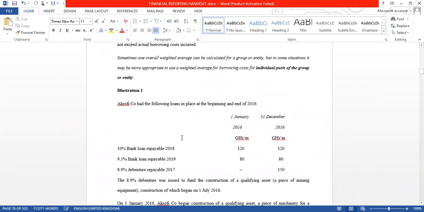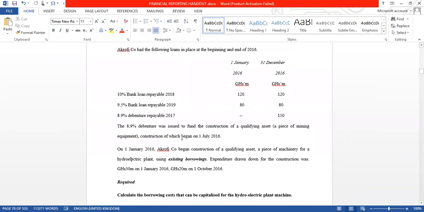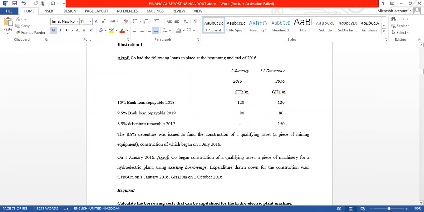Okay, so there is an illustration for us to look at. All right, so it tells us that Akrofi has the following at the beginning and end of its account. This is what we have. Then we have 10% bank loan repayment, 2018. These are what we have. We have 9%, we have 8.9%.